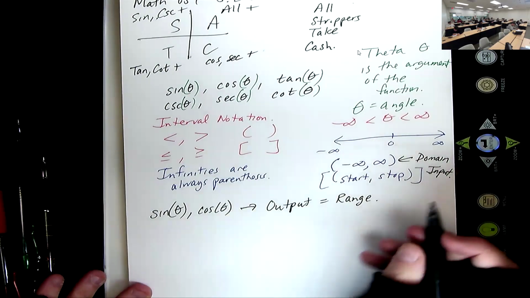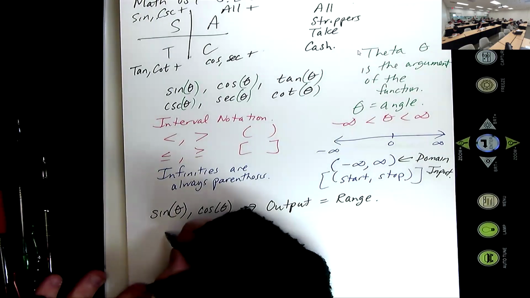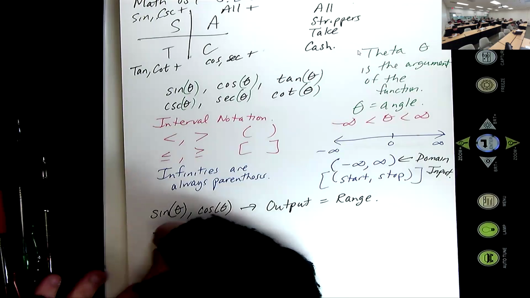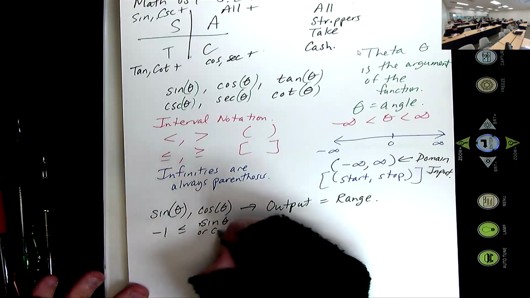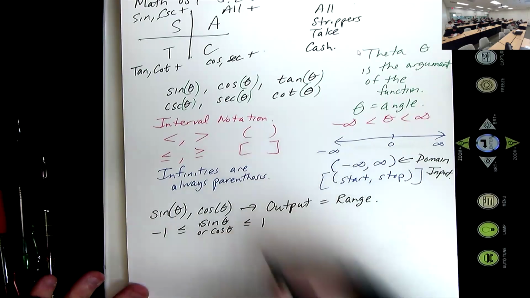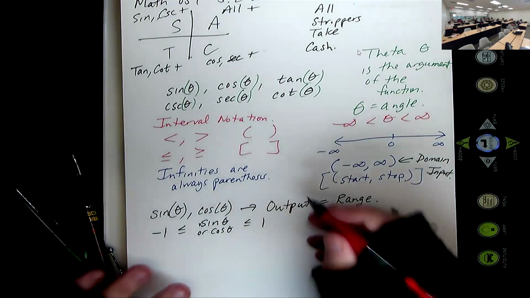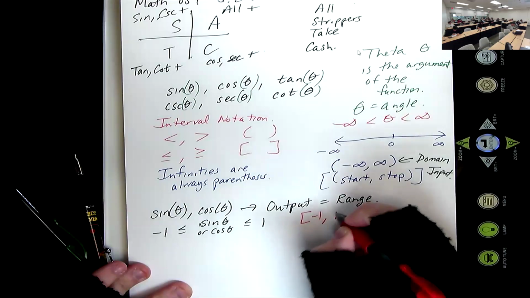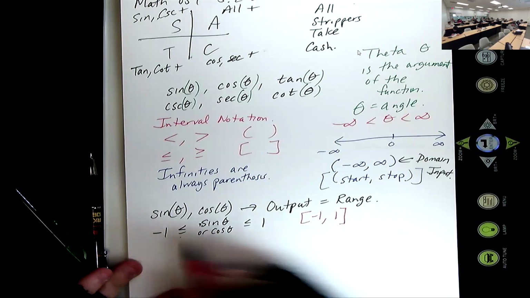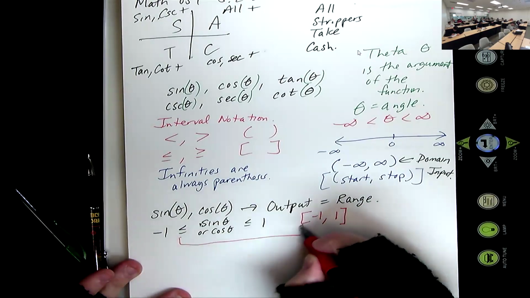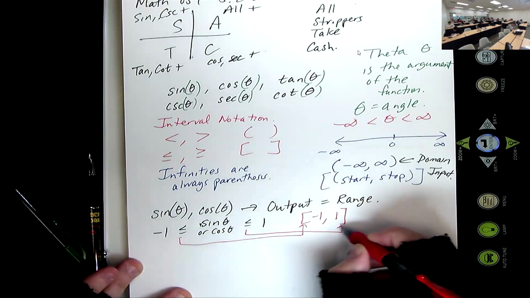And sine theta and cosine theta are both restricted to being between -1 and 1. So -1 is less than or equal to sine theta or cosine theta, which is less than or equal to 1. And in interval notation, we say -1 to +1. Since I use less than or equal to, I'm going to put a bracket here. And since I have my upper limit as that 1, I'm going to put a bracket here.